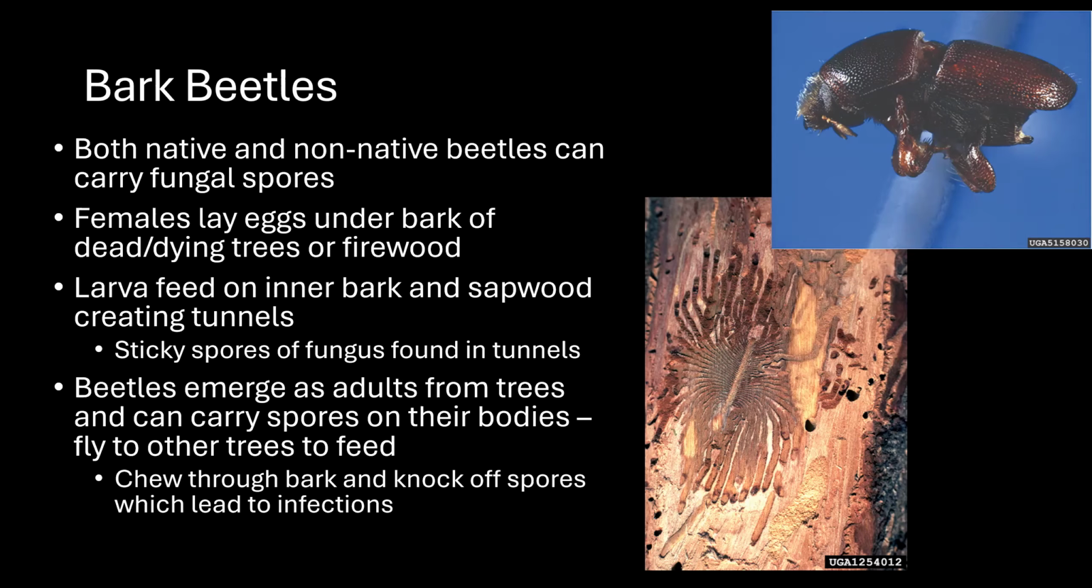So it's an issue. And what the adults typically do is chew through the bark and knock off the spores, which then leads to those infections. So again, it sounds like a complex life cycle, but it comes down to the beetles carrying the spores, and then the spores infect the tree, and that's how the tree succumbs to the disease.